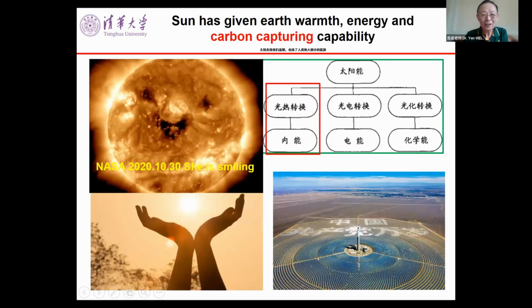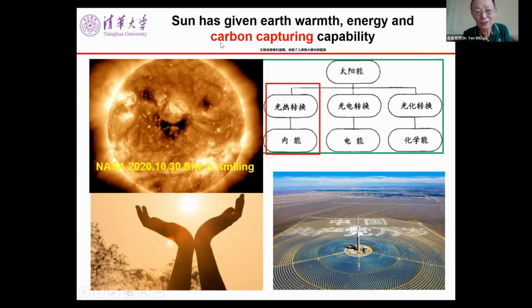All right, coming to our topic. I'm going to talk about photothermal conversion materials, which is somehow related to carbon capturing. As we know, the sun gives us most of the energy, except for the radiation energy from the formation of Earth. The rest of the energy almost all comes from the sun. It gives us warmth, energy, and carbon capturing.